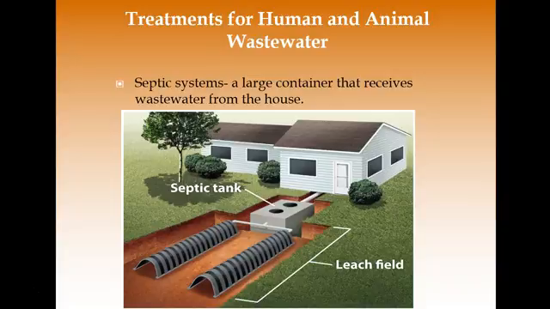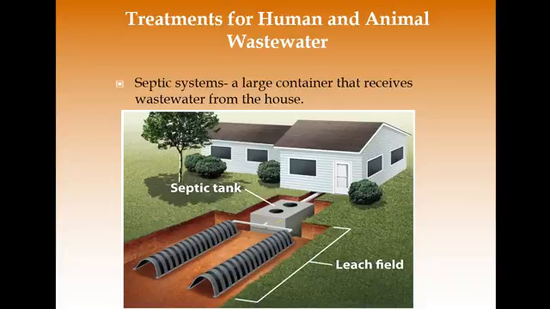Alright, the way that we deal with human and animal wastewaters, for the most part, in terms of humans, there's basically two methods: septic systems and sewage treatment. Septic systems are basically when you have a large container, which would be this big gray box here, that receives the wastewater. It has bacteria in it that will break down waste organic products into basically a sludge that sits down at the bottom, which can then be emptied out.